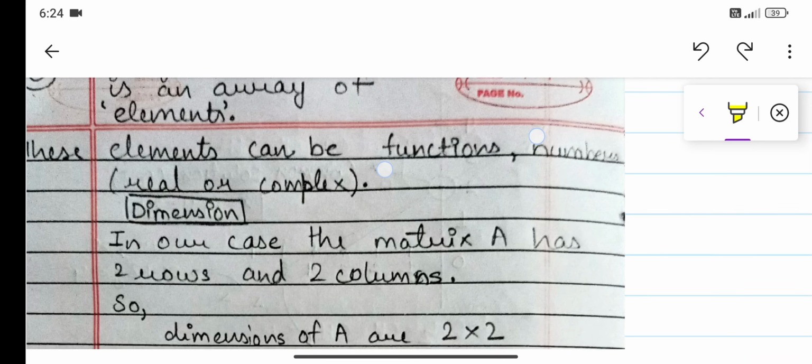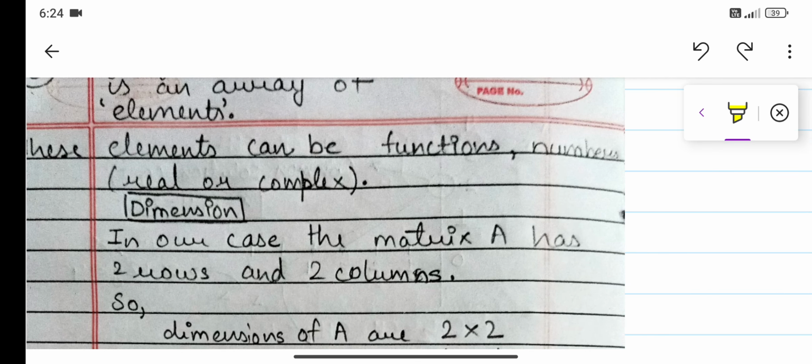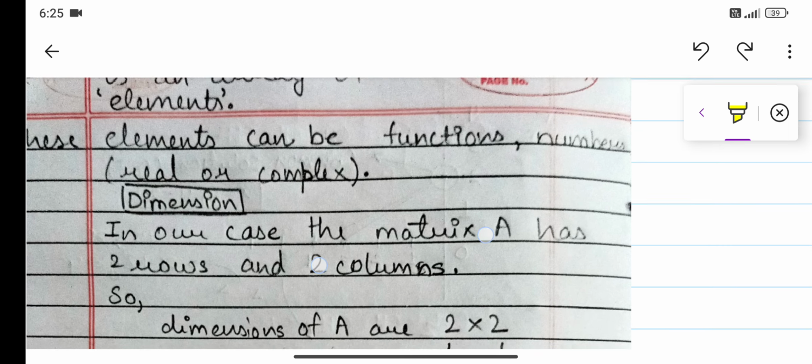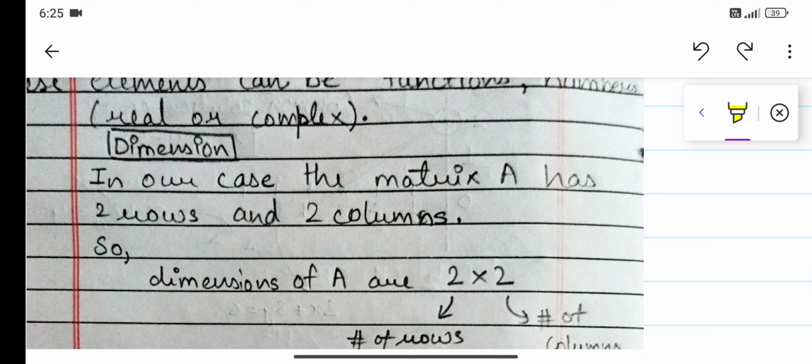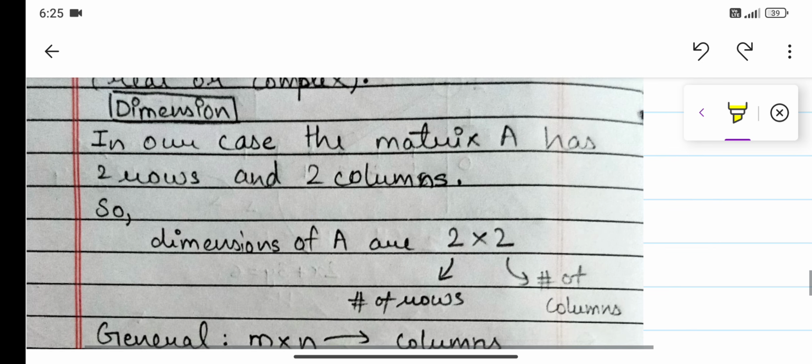So now there's something associated with the matrix. We have seen that a matrix has rows and columns. So we tell how many rows and columns there are, or how one matrix is different from the other, with the idea of dimension. The dimension of a matrix tells how many rows and how many columns a given matrix has, right?